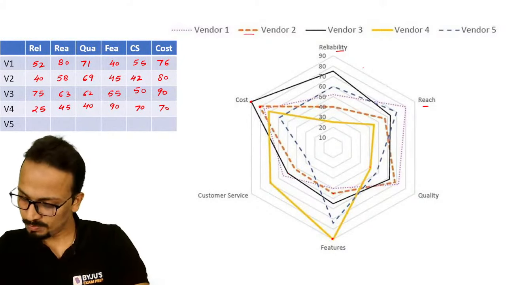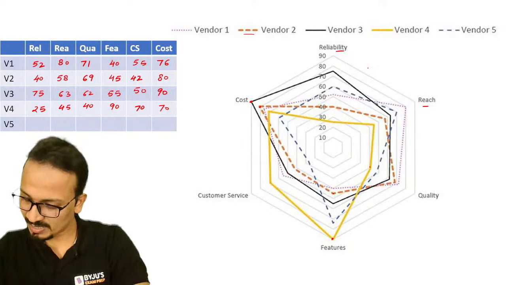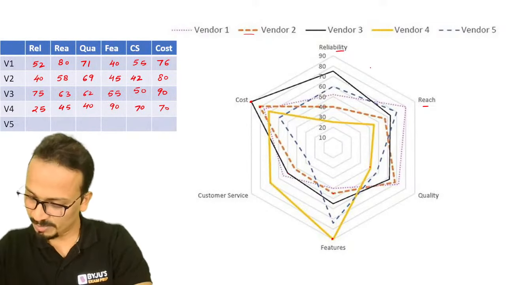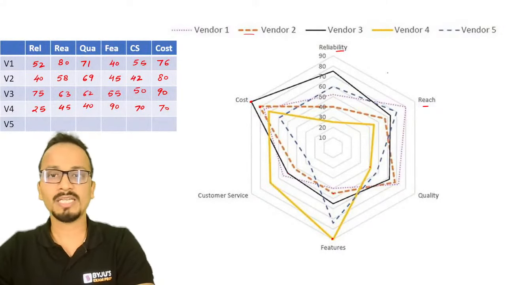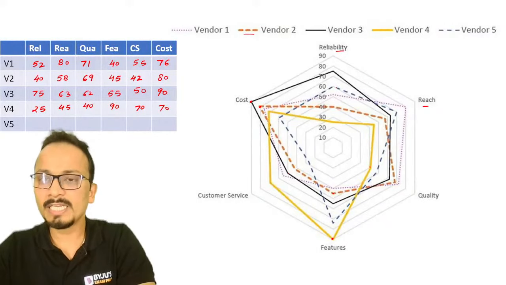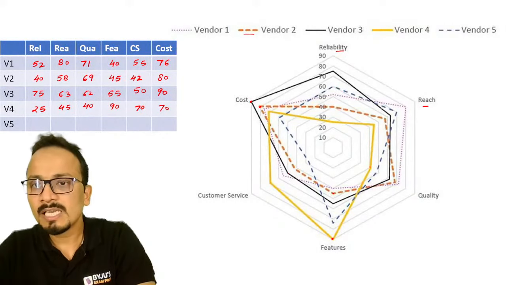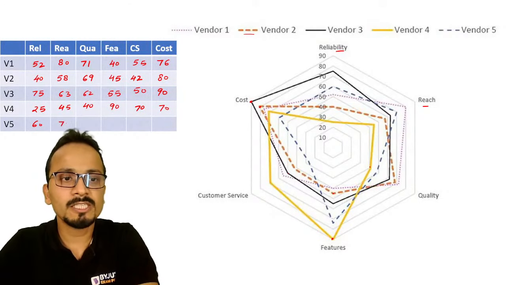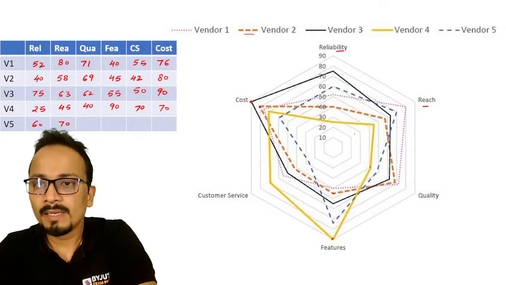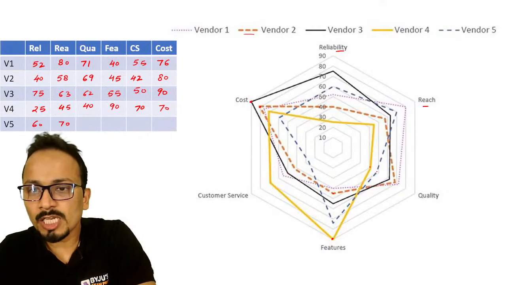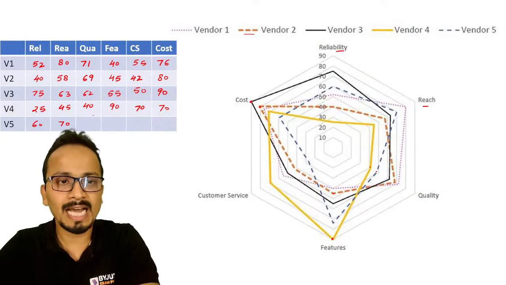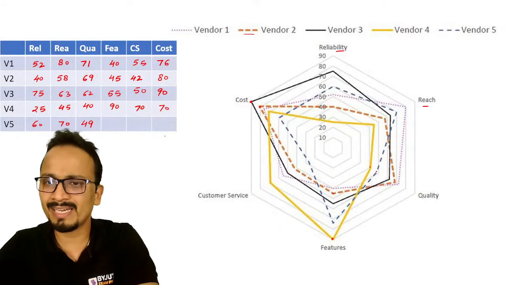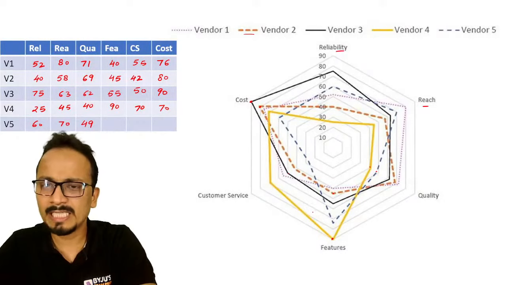Yes, Pratibha, thank you for taking participation. Wonderful. Now finally for vendor 5, it is 60, 70, I'll mention them, 60, 70, then just below 50, that is 49, we can write it, or 48 also we can write, okay?